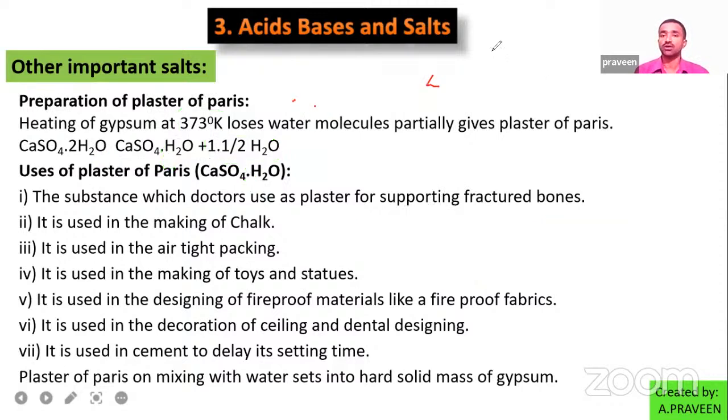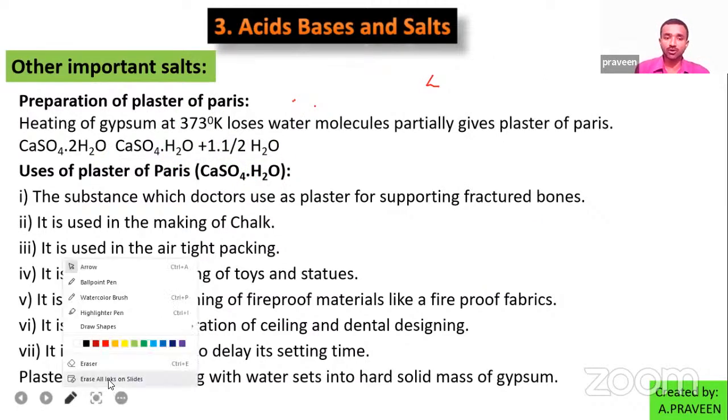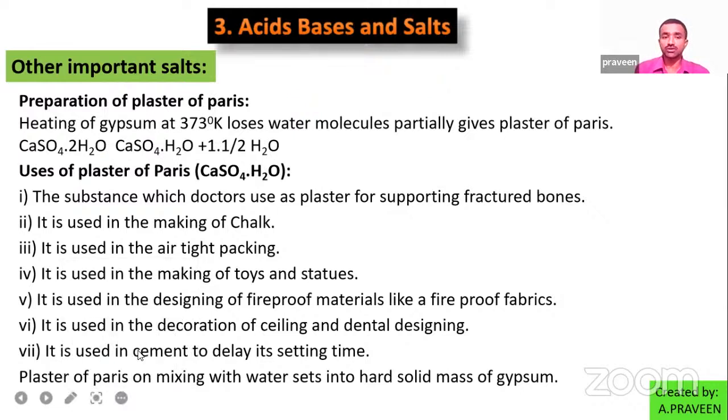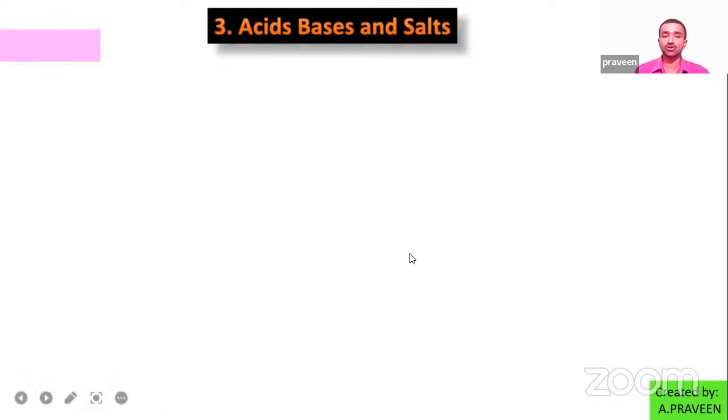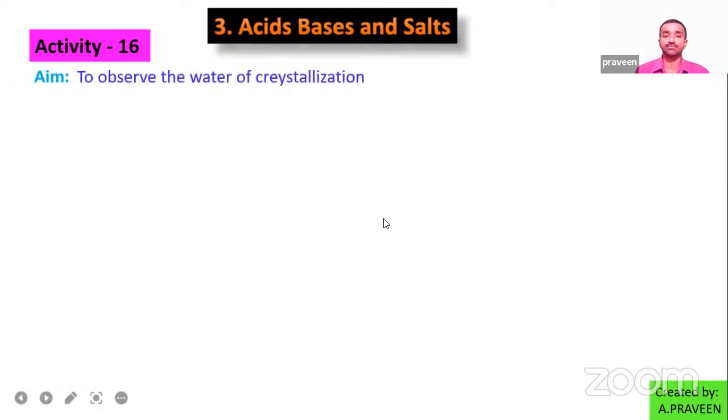So we learn this in this topic. So these are the topics. Then the next one is simply production: CaSO4 half H2O with 1.5 water molecule again converts into gypsum. Then the next topic is activity number 16, the last topic of the lesson. Activity 16 is specially about water of crystallization. Our target is to observe water of crystallization.